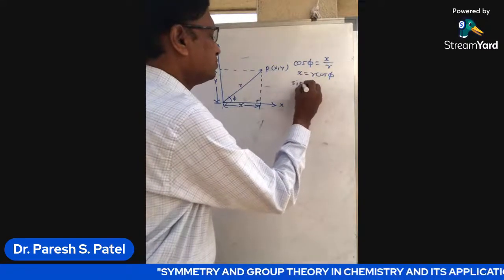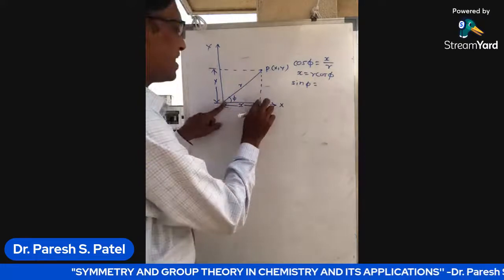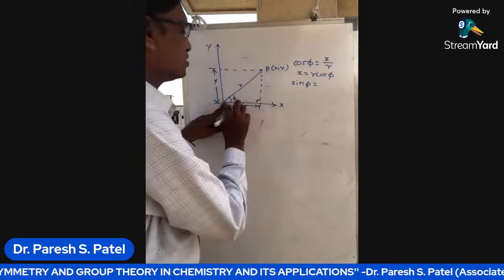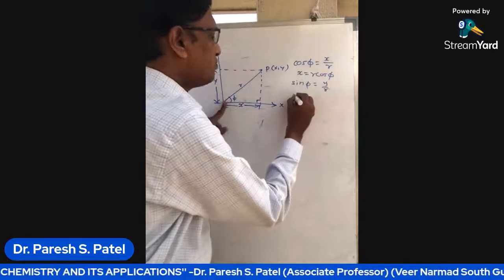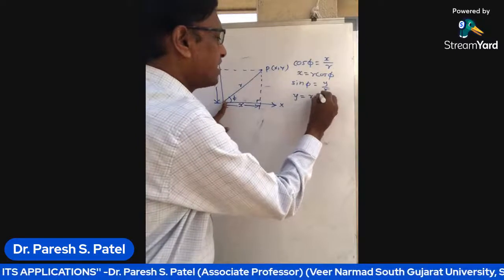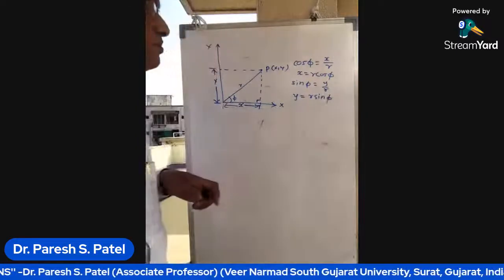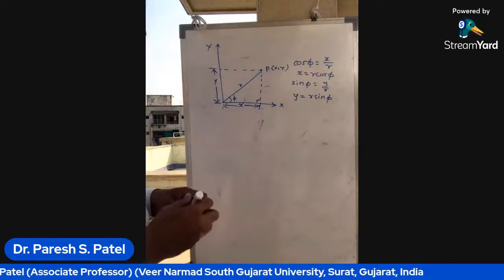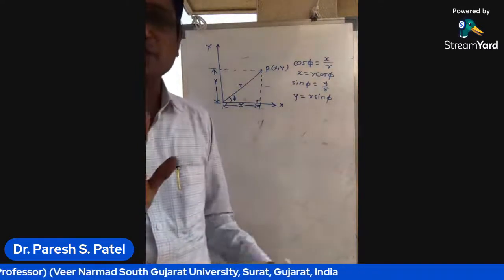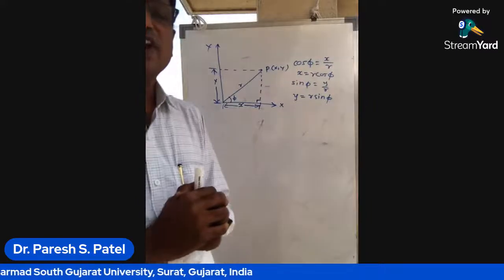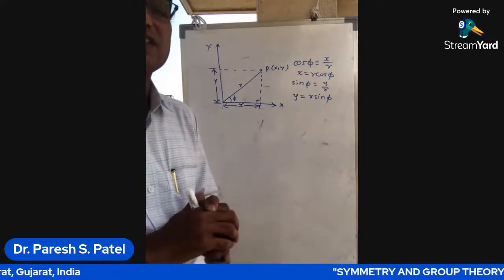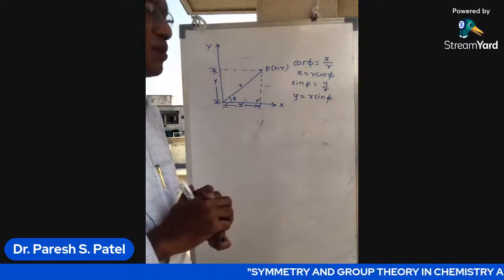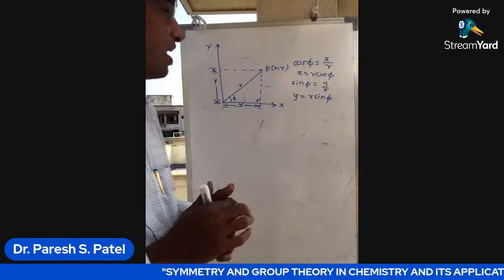Sin phi is equal to front side divided by hypotenuse. So the front side is nothing but y, so y by r. So y is equal to r sin phi. Now this is the initial position of this vector P. Now if we operate this vector P to P dash, that is an anti-clockwise rotation, then what will happen?